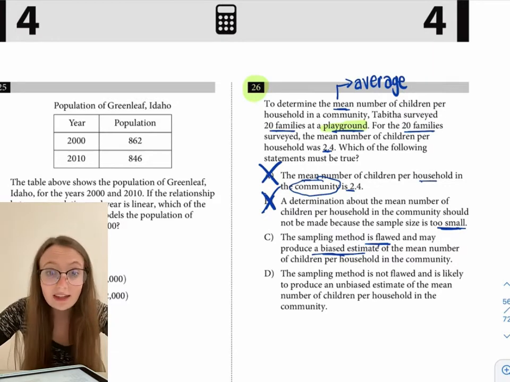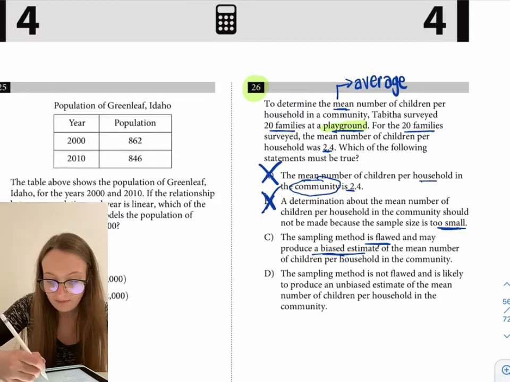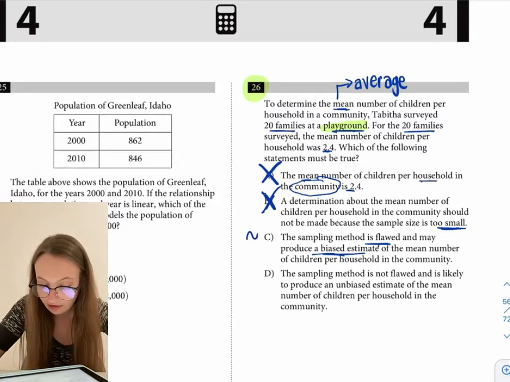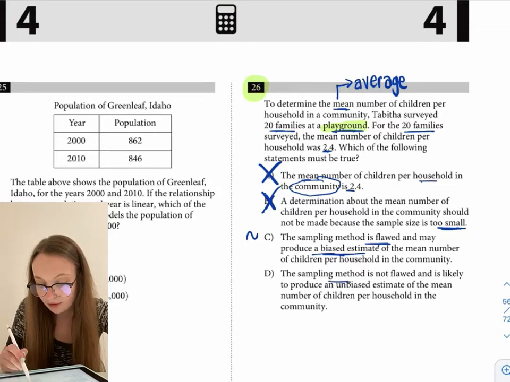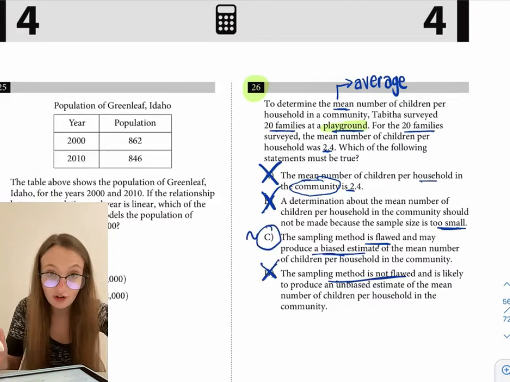So the method is flawed because she went to a place that would particularly attract people who had children, because that's where children play. So C sounds good. Let's squiggle that. D is saying the sampling method is not flawed. Well, that's pretty much the opposite of what we just said, so that's got to go. So choice C is correct.